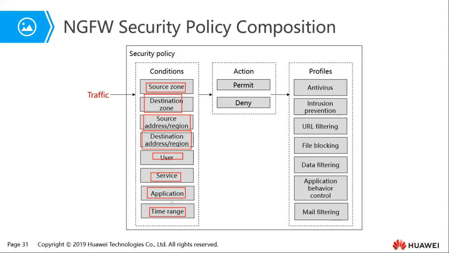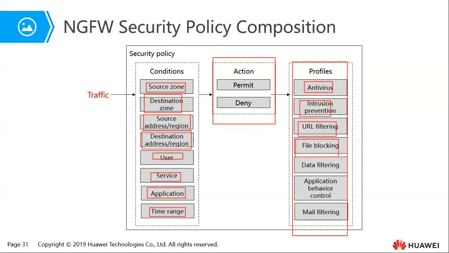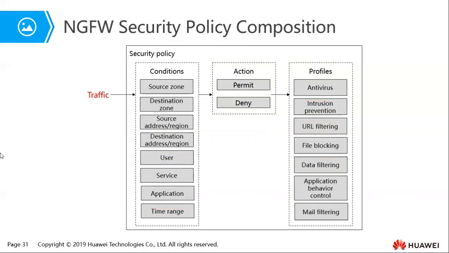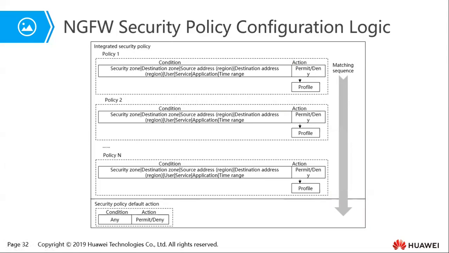So these conditions will match either a permit or a deny. For example, after you've been permitted, they can now profile you and do other detections such as antivirus, intrusion prevention, URL filtering, file blocking, data filtering, etc. Okay. So how is the policy executed? Next, the next generation firewall security policy configuration logic.